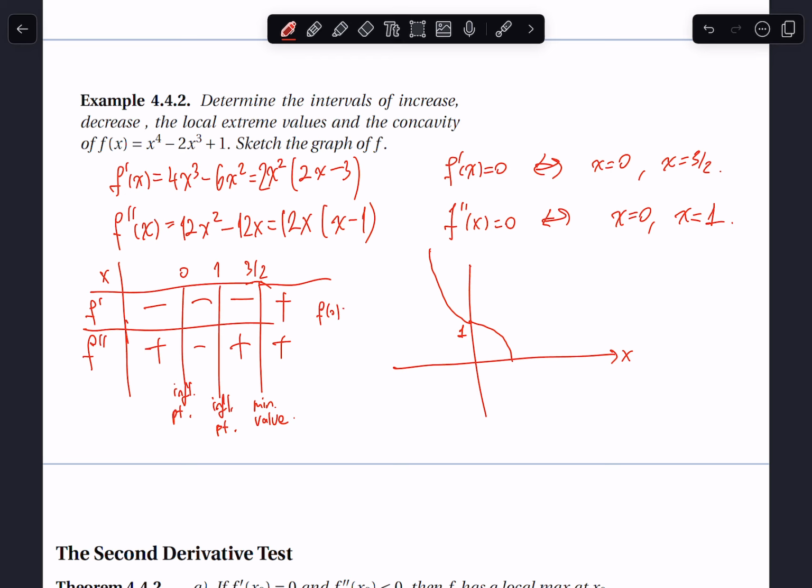Let's look at these values first. f(0) is 1, f(1) is what? f(1) is 0. What is f(3/2)? f(3/2) is a negative value, and we can compute it to be minus 11 over 16. So at x equals 1 the function changes concavity again, so it makes a minimum value here, then increases, right? Something like this. So this is 3 over 2, and this value is negative 11 over 16. So the function has a minimum here, inflection points at these 2 points, and that's it.